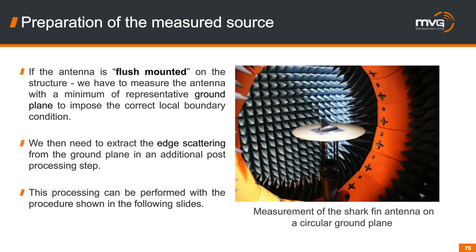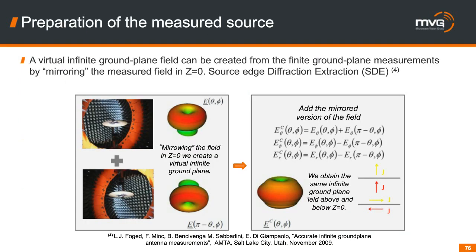In case of flush-mounted antennas on structures, for accurate results, we recommend to measure the antennas on a circular ground plane of at least 2 wavelength diameters. This is for imposing the correct boundary condition. Then, by an additional post-processing of the measured field, we can extract the edge diffraction from the finite ground plane, and this eliminates the truncation effect of the plane. This processing is based on a mirroring of the field with respect to Z equal to zero. And this technique is called source edge diffraction extraction, also known with the acronym SEE.